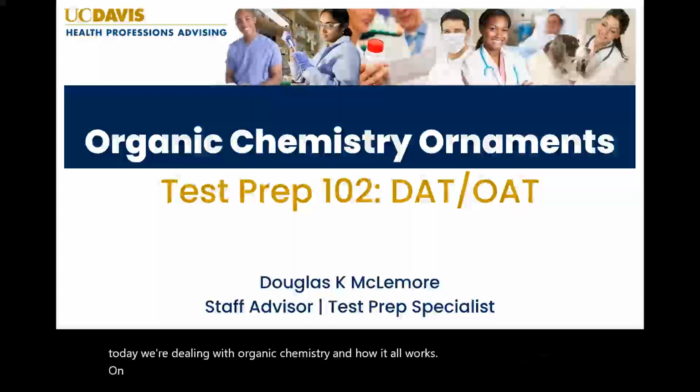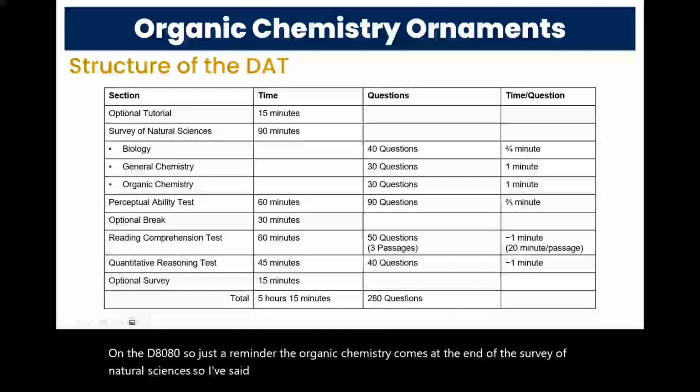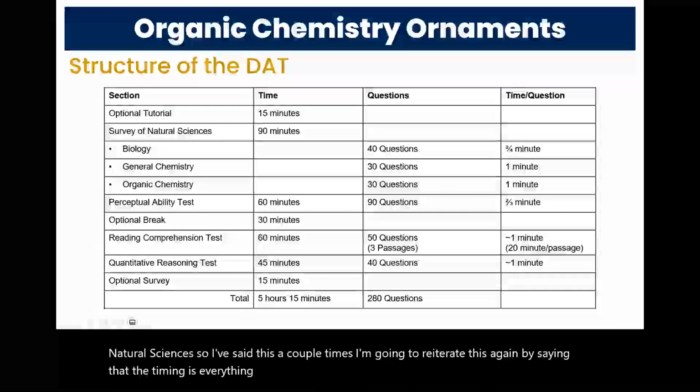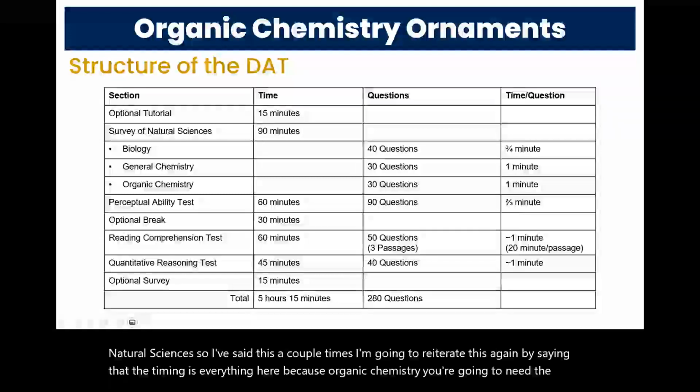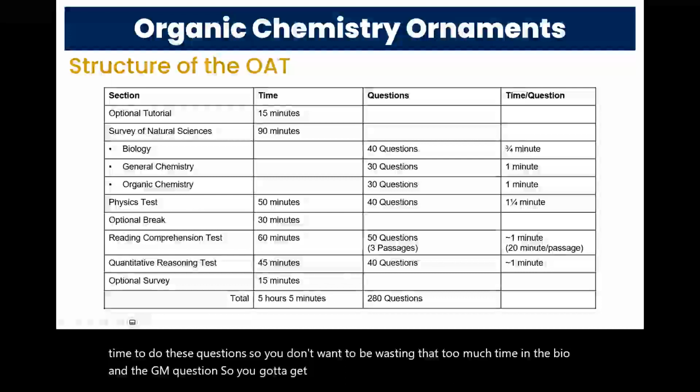All right, so today we're dealing with organic chemistry and how it all works on the DAT and the OAT. Just a reminder, the organic chemistry comes at the end of the Survey of Natural Sciences. I've said this a couple times, I'm going to reiterate this again: the timing is everything here, because organic chemistry, you're going to need the most time to do these questions. So you don't want to be wasting too much time in the bio and the GChem questions. You've got to get onto these. It's the same place on both the tests.